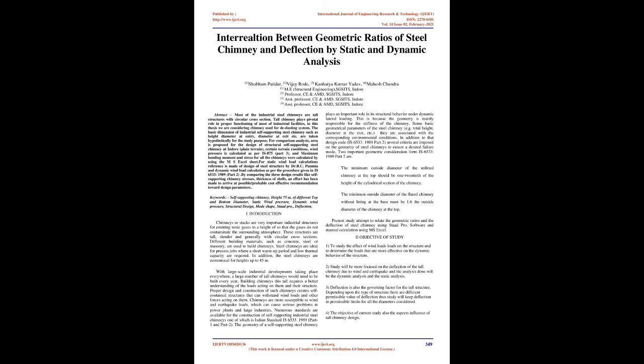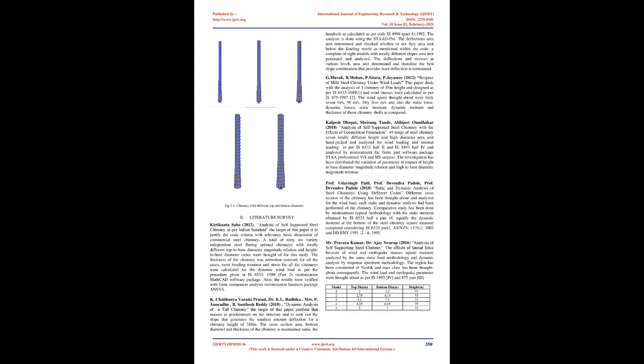Introduction. Chimneys or stacks are very important industrial structures for emitting toxic gases to a height so that the gases do not contaminate the surrounding atmosphere. These structures are tall, slender, and generally with circular cross-sections. Different building materials, such as concrete, steel or masonry, are used to build chimneys. Steel chimneys are ideal for process jobs where a short warm-up period and low thermal capacity are required. In addition, steel chimneys are economical for heights up to 45 m.